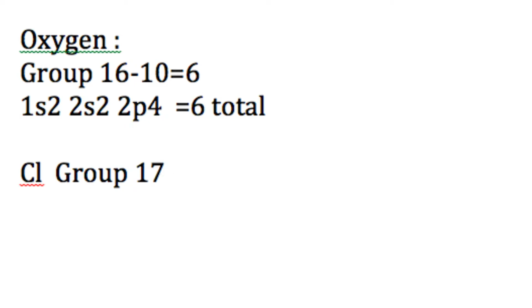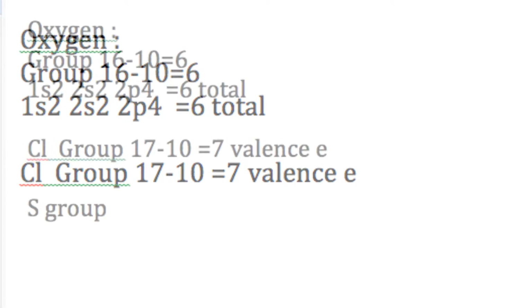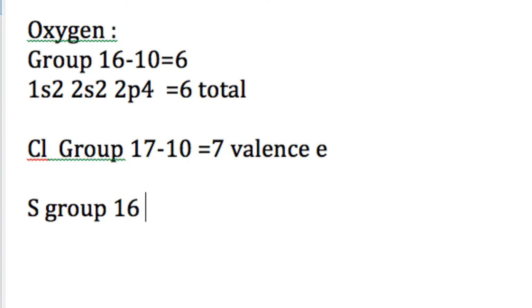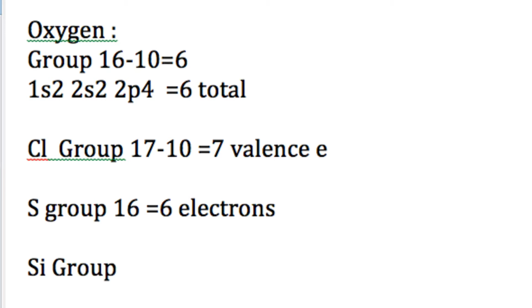Look up chlorine for me. Chlorine, Cl, is in group 17. Subtract 10. That means it has 7 valence electrons. Last one, how about sulfur? Sulfur is in group 16. Again, 6 electrons. Not really the last one. This will be the last one. What about silicon? Silicon, Si. Silicon's in group 14, and so it has 4 valence electrons.